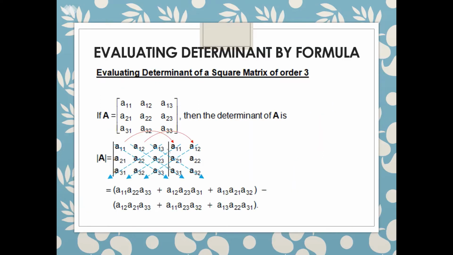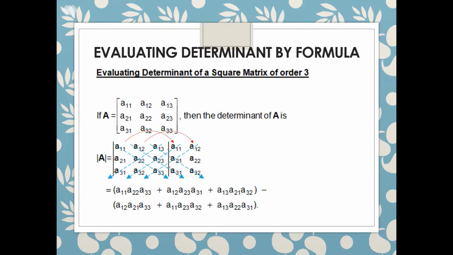For a square matrix of order 3, there are two methods that can be used. For the first method, rewrite the first two columns on the right side. Then, take the sum of the product of the first three top left to bottom right diagonal and minus the sum of the product of the first three top right to bottom left diagonal.